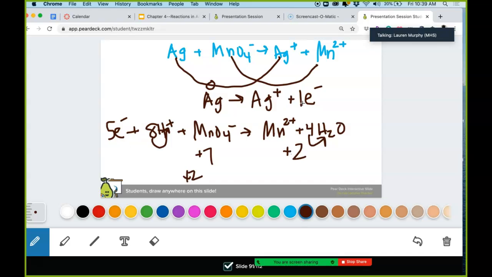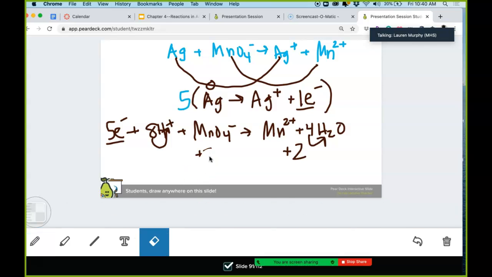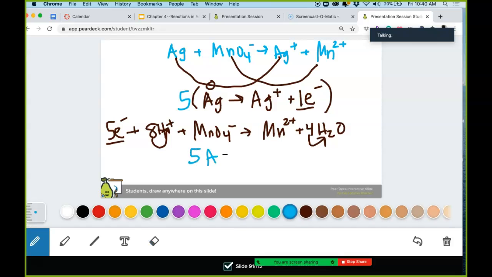Once the electrons have been established, you need to force the electrons to match. It's kind of like law of conservation of mass. This guy can't spit out 1 electron and this guy take 5 electrons. You can't get 5 electrons from 1. So I have to take this first equation and I have to multiply it by 5 so that my electrons match. So now I end up with 5 silver makes 5 silver ion plus 5 electrons. So this goes away now.